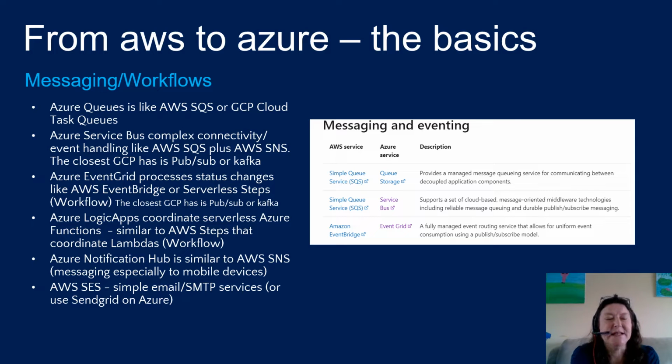Event Grid is more about processing status changes and is very much like AWS Event Bridge. So in Azure, it's Event Grid, and in AWS, it's Event Bridge. AWS also has serverless Step Functions, which is workflow, which is kind of in this space too. When some status changes, it calls a function, or in AWS, when the status changes, it calls a Lambda function. And typically that's really quite simple workflow, simple status changes. And again, GCP implements this using Kafka.